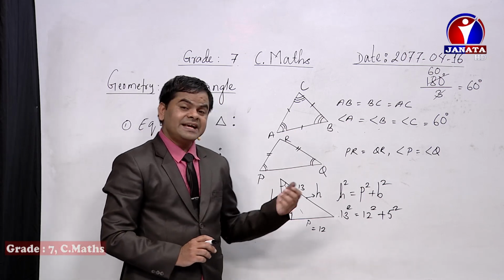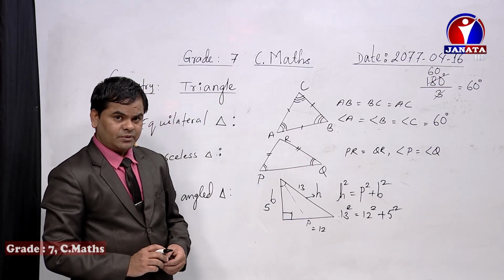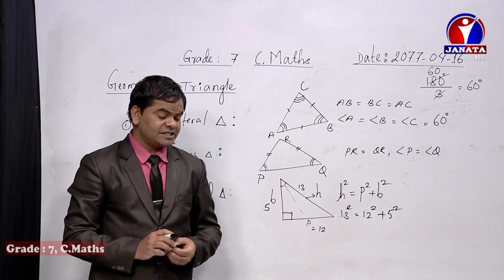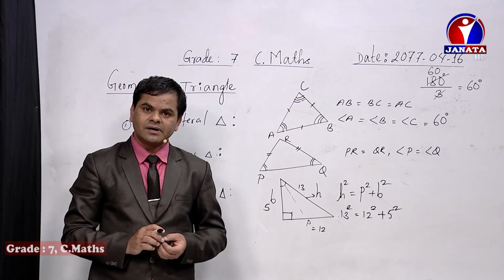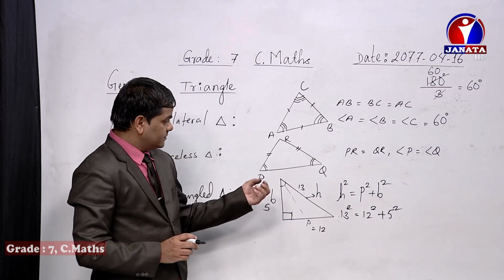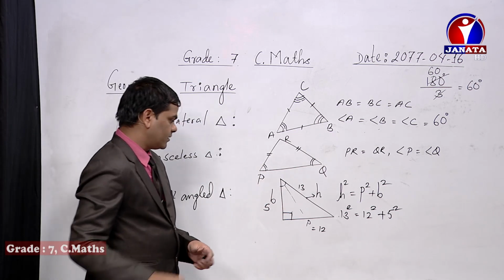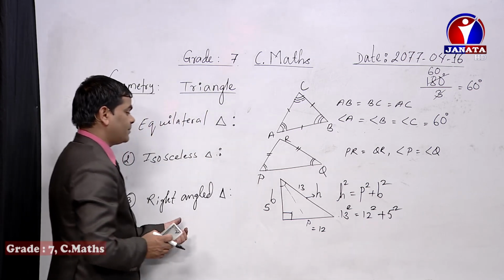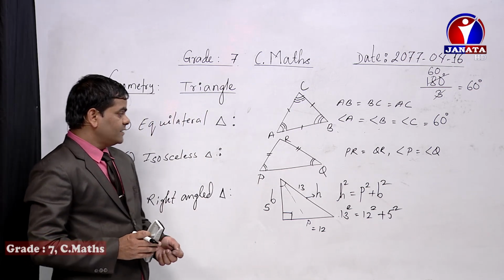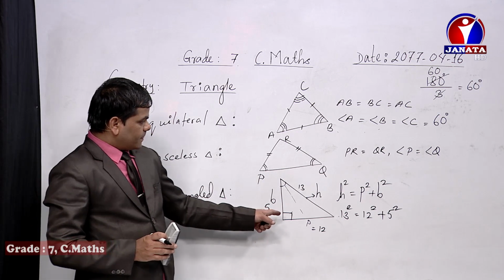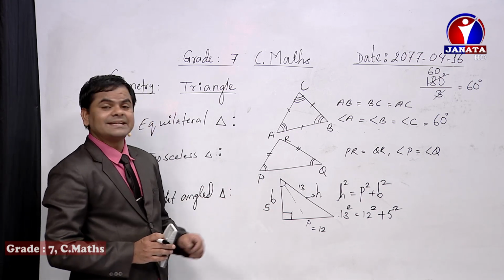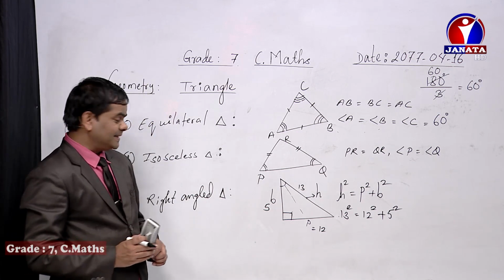Whether the triangle is bigger or smaller, we get this theorem in each and every right angle triangle. So this is the concept of right angle triangle. And dear student, now the fourth one remains. Which one is that? Can you tell me?